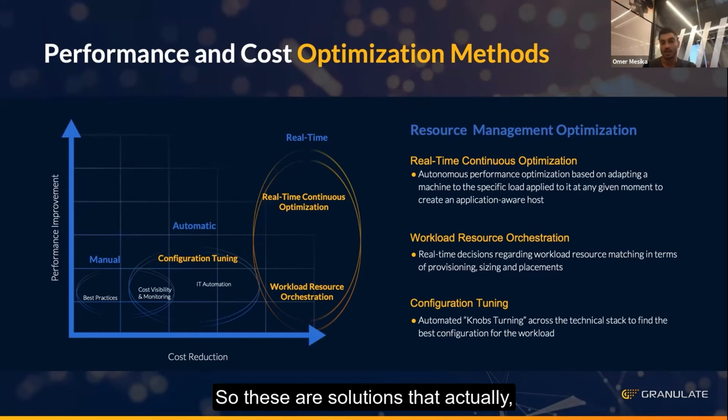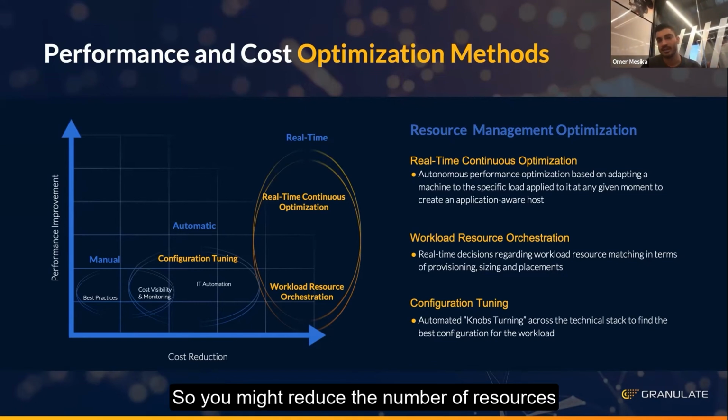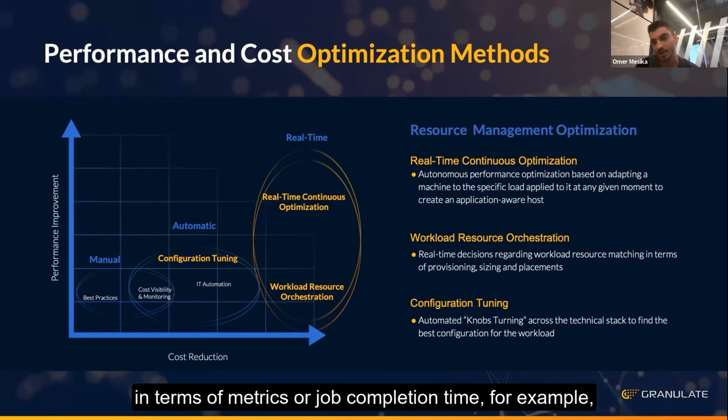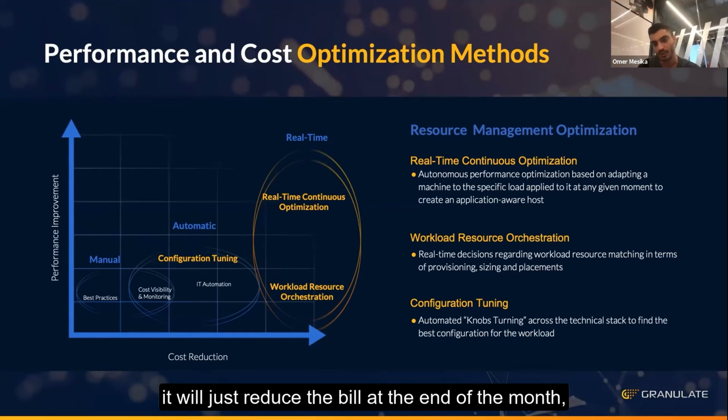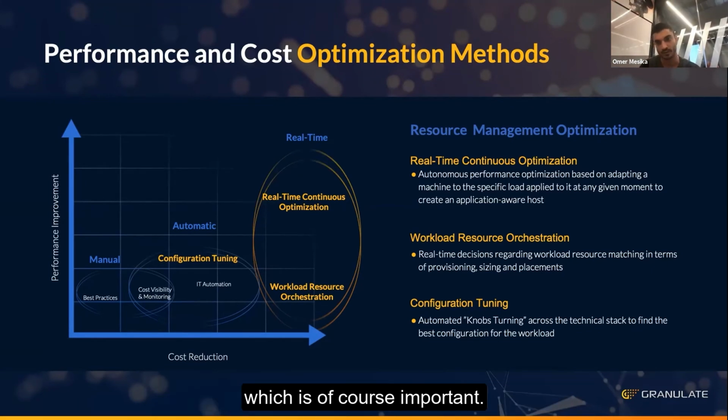over-provisioning and to actually realize the correct amount of resources compared with your actual consumption. So these are cost optimization solutions that improve or reduce cost pretty significantly, but they don't really affect performance. So you might reduce the number of resources you reserve per instance or per pod, but in terms of performance or how the cluster is actually performing in terms of metrics or job completion time, for example, it won't really have impact. It will just reduce the bill at the end of the month, which is of course important.